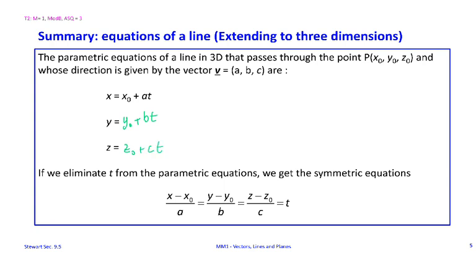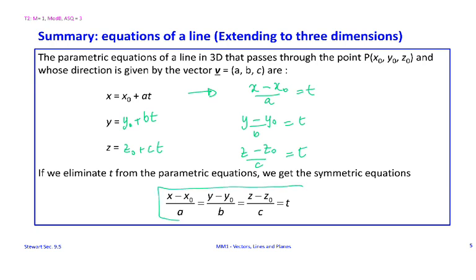And if we eliminate t, so what this basically means is rearrange for t: (x minus x0) over a is equal to t. So (y minus y0) over b is equal to t. And (z minus z0) over c is equal to t. We get the symmetric equations here. So that gives us three equations: the vector equation of the line, parametric equations, and the symmetric equations.